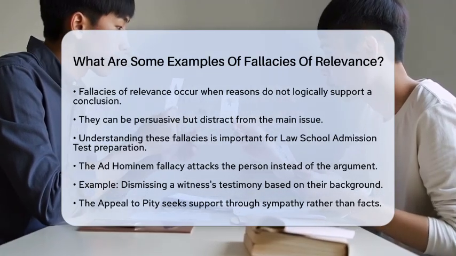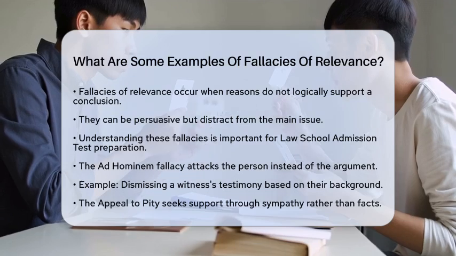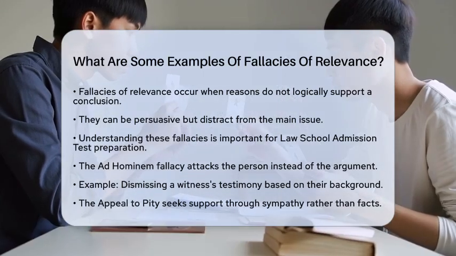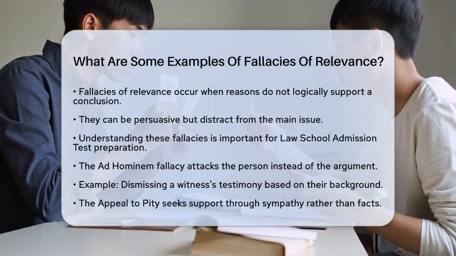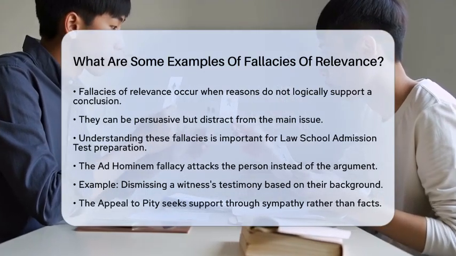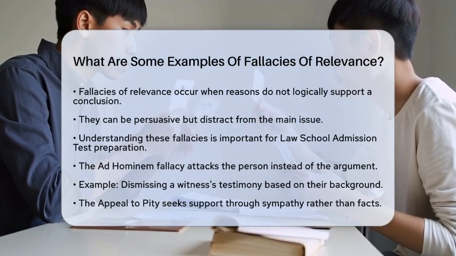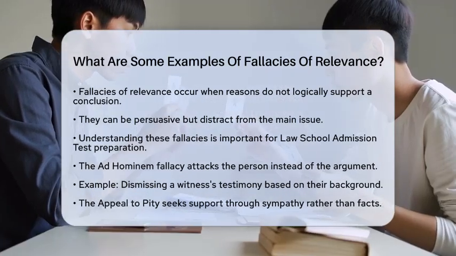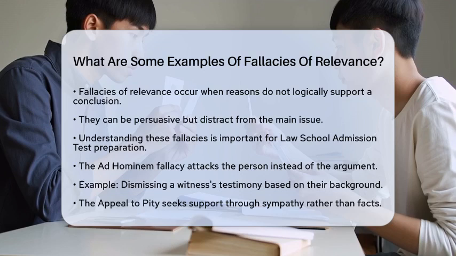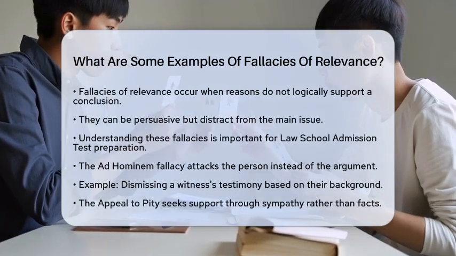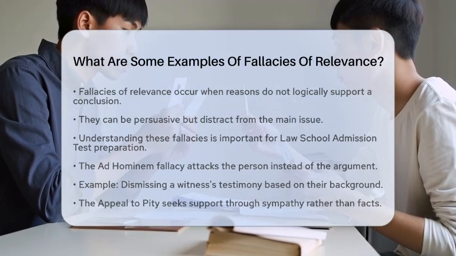Let's look at some common examples. First up is the ad hominem fallacy. This happens when someone attacks the person making the argument instead of the argument itself. For instance, if a lawyer dismisses a witness's testimony because of their background rather than the evidence, that's an ad hominem attack. Next, we have the appeal to pity.